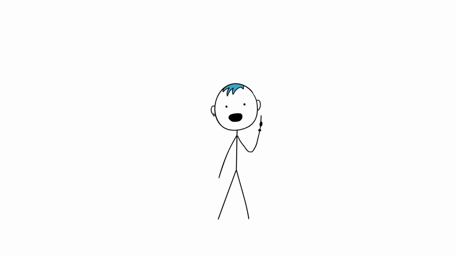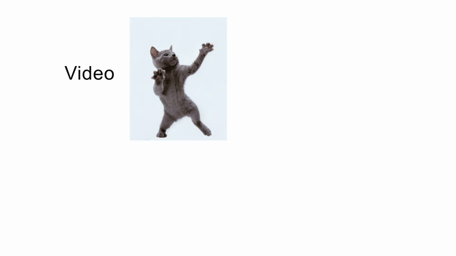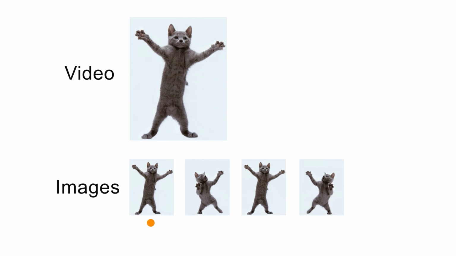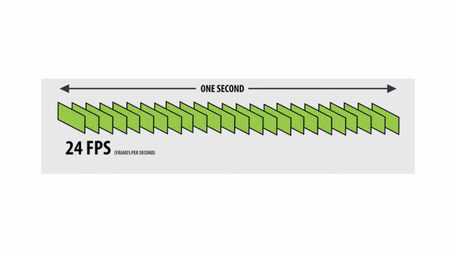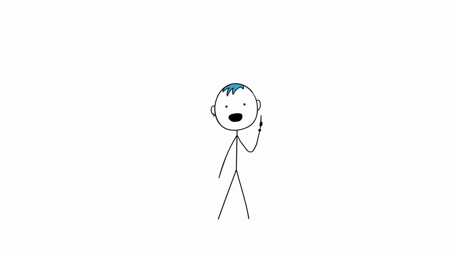Now for the really mind-blowing part. A video is nothing more than a series of still images shown in rapid succession. A standard video plays at 24 frames per second. Let's calculate for fun.